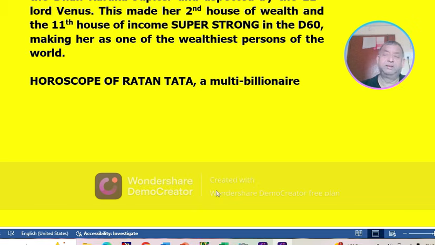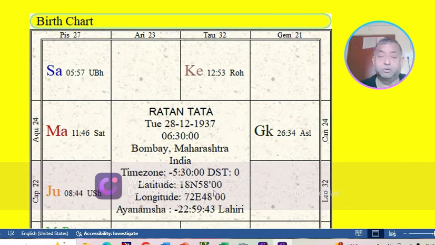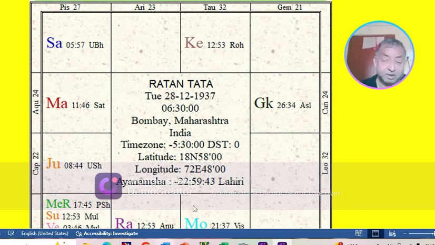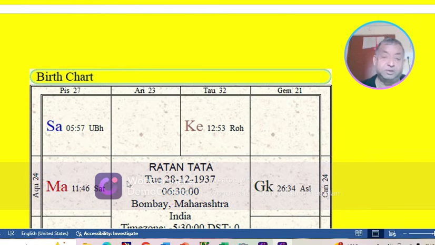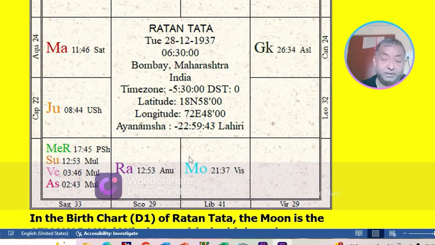Now I have taken the horoscope of Ratan Tataji, a multi-billionaire, you all know. In the birth chart of Ratan Tataji, we have to find out who is the planet with the highest degree, excluding Rahu and Ketu.